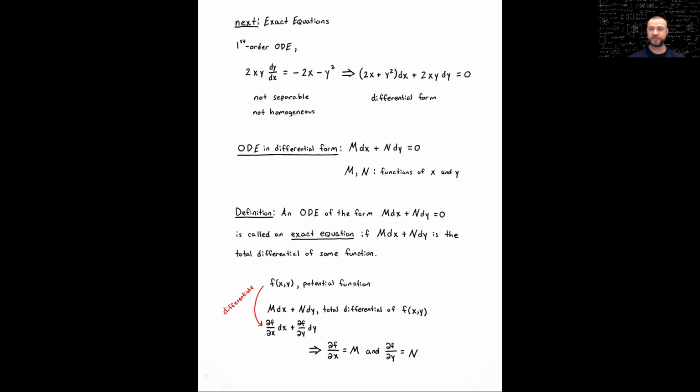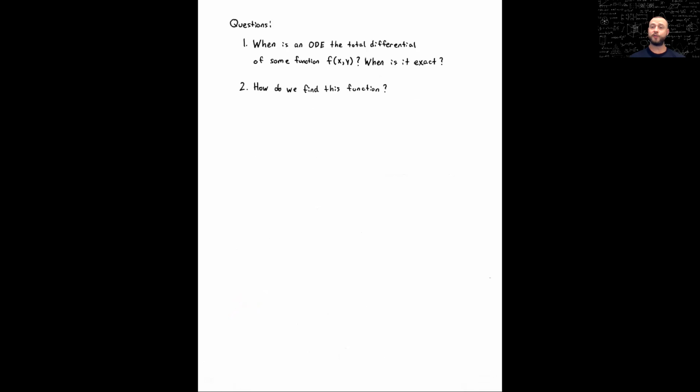All right, so with these terms and definitions out of the way, let's go back to those two questions that we posed in the first part of the lecture. The first question is basically, when is an ODE exact? And what we mean by that is, when is an ODE the total differential of some function of two variables? In order for us to be able to solve one of these ODEs in differential form, we're going to have to determine if it is exact. In other words, if there is a function of two variables that results in that total differential.